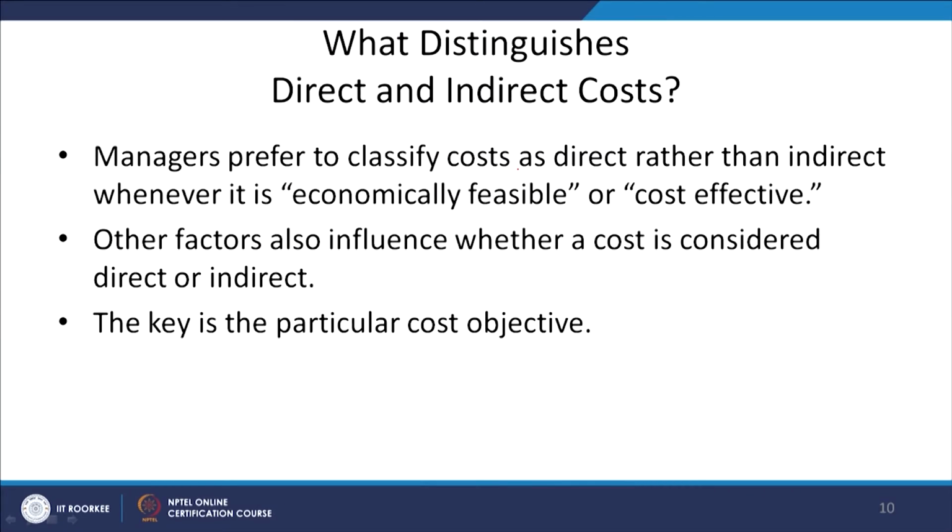Other factors also influence whether a cost is considered direct or indirect, right, and the key is the particular cost object. What cost you are talking about is the most important thing. So, when you are talking about the resource, electricity in the office is an indirect cost, electricity in the plant is a direct cost. Power in the plant is direct, power in the office is indirect, because in the office that energy is available in a big hall, and whether only 10 people or 100 people are sitting is not going to make any difference.